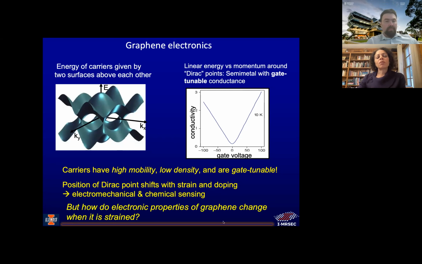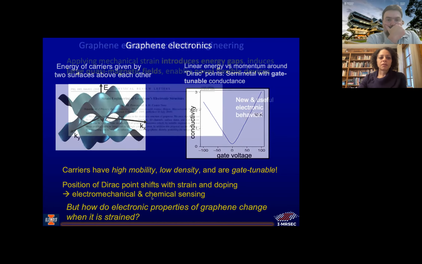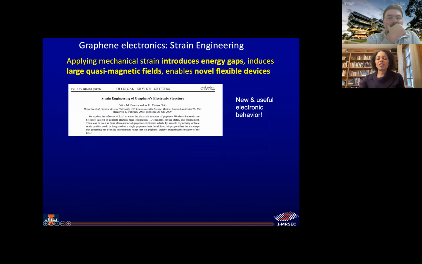Okay, so the question that we ask is, how do the electronic properties of graphene change when it's strained? It turns out that there's a lot of interesting behavior that's induced by strain engineering graphene. This is an old paper, but it covers a lot of the behavior that's expected. Applying mechanical strain to graphene introduces energy gaps, can induce large quasi-magnetic fields, and generally enables different sorts of new flexible devices. There's a lot of interest in straining it and seeing the physics that appears.